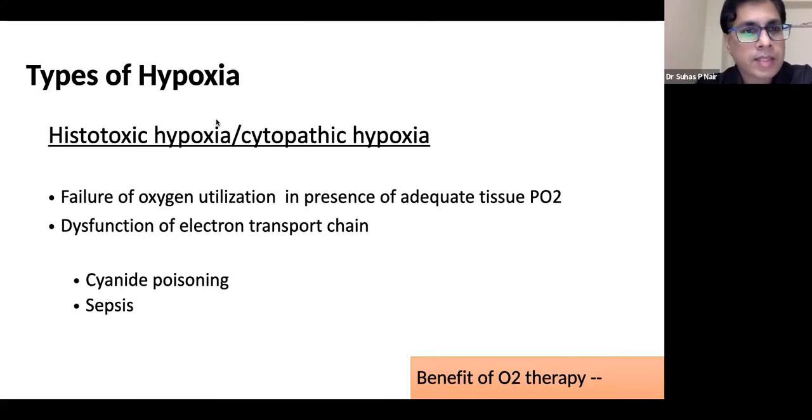The last major hypoxia in the classification is histotoxic hypoxia or cytopathic hypoxia, where there is failure of the organ to utilize oxygen despite the presence of adequate tissue PaO2. That means the blood is supplying adequate oxygen, but the tissue is not able to utilize it. It is mainly due to dysfunction of the electron transport chain. Typical examples are cyanide poisoning and sepsis. The problem with this hypoxia is that it does not respond to oxygen therapy.